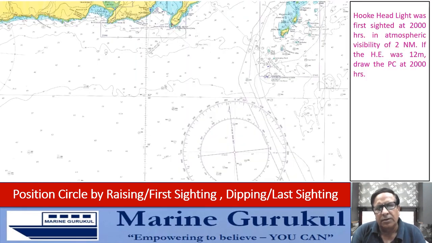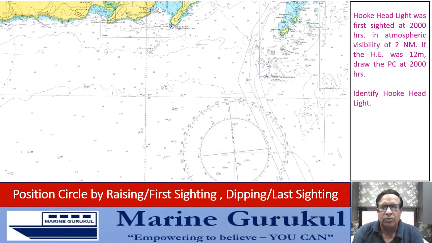So now let's look at drawing a position circle by first or last sighting through this simple example. Hook Head light was first sighted at 2000 hours in atmospheric visibility of 2 miles. If the height of eye was 12 meters, draw the position circle at 2000 hours.